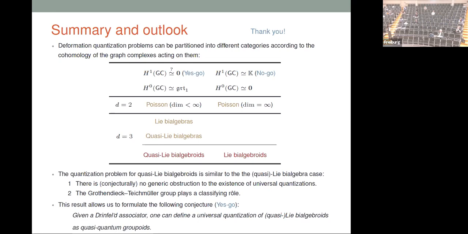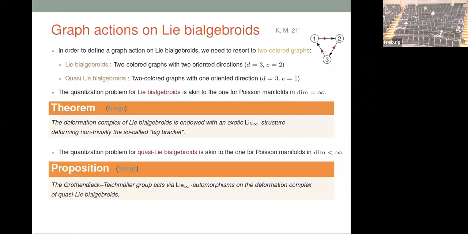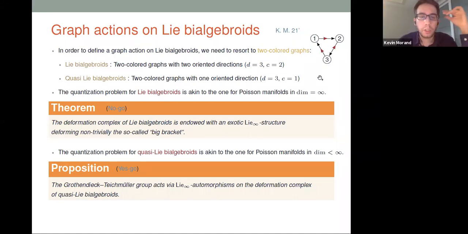Hi. So I have a couple of questions. First of all, I didn't understand why you say that the kind of graph that you need to quantize Lie bialgebroids are oriented graphs with two colors. Where does this come from? Right, so it's not obvious here.